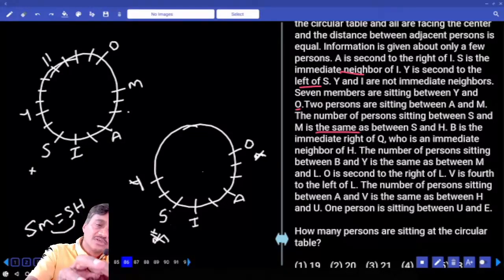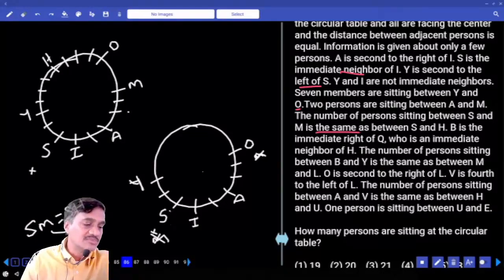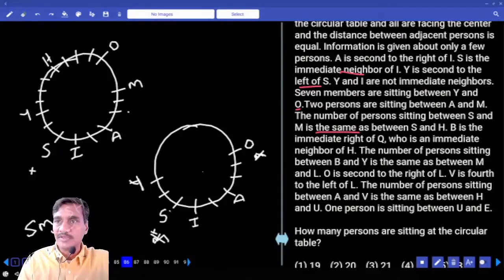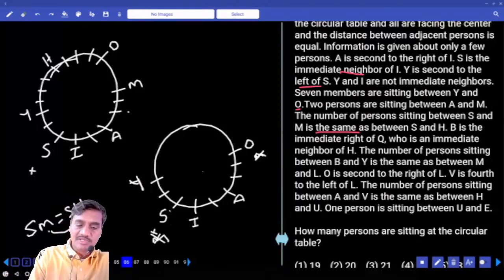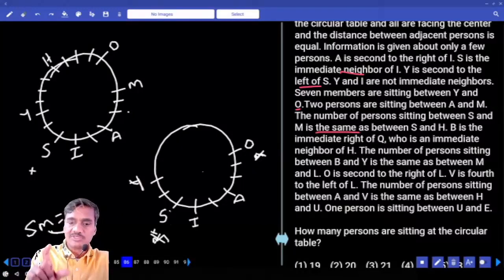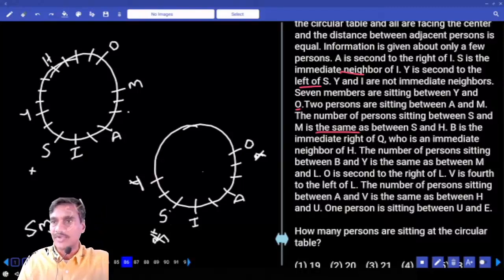5, H is here. కనుక Y and H మధ్యలో ఎంతమంది ఉండాలి చెప్పండి? There must be exactly 3 people. సరిపోయిందా? And number of persons in between S and M equals S and H. S must be in common between these two. S కి M కి మధ్యలో 5 members ఉన్నారు కాబట్టి S కి H కి మధ్యలో 5 members.